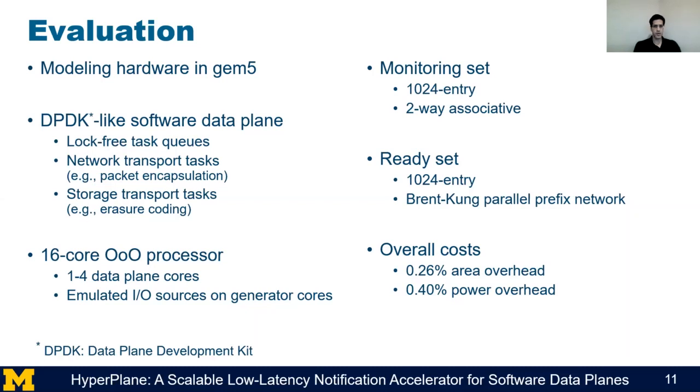We have used a 16-core out-of-order processor where 1 to 4 cores are assigned to the data plane. I/O sources are emulated using generator cores. Our monitoring set and ready set have 1,024 entries each. The monitoring set is a two-way associative cuckoo hash table. And the programmable priority arbiter in the ready set has a Brent-Kung parallel prefix network design with logarithmic circuit delay complexity with respect to the number of entries. The overall area and power overhead of the monitoring and ready sets is less than 1% of the processor.